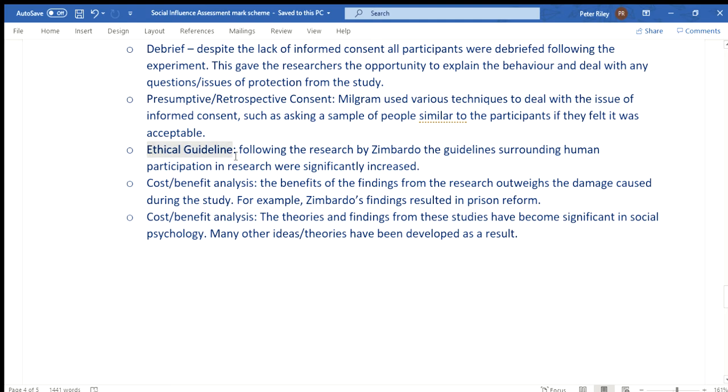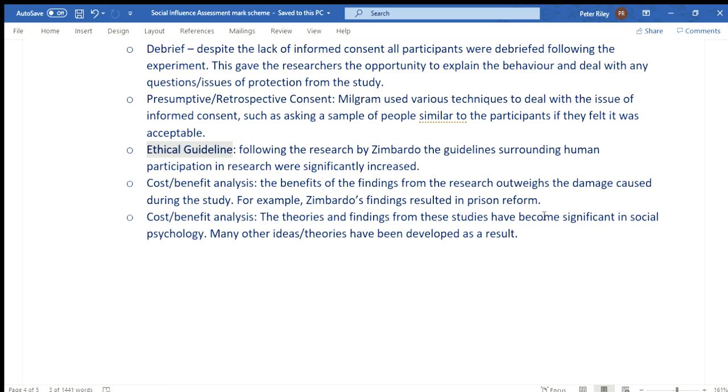Ethical guidelines. We've mentioned this in the past, that these studies did pass ethics because the ethical guidelines surrounding research within psychology were really lax and really weak. Following Zimbardo's research in particular, ethical committees became much more strict. Following Zimbardo's study, the Stanford Prison Experiment, the APA, the American Psychological Association, then established the first set of rigid guidelines that all psychological research must follow in America. And since then, other countries such as Britain, with the British Psychological Society, have also done the same.